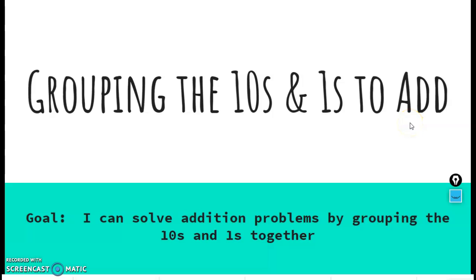Hello everybody! So we're going to be learning a new strategy for addition today. This strategy is called grouping the tens and ones to add. What that basically means, it's just a fancy way of saying that we're going to put all the tens together and add them up, we're going to put all the ones together and add them up, and then we'll add the groups. Our goal is I can solve addition problems by grouping the tens and ones together.